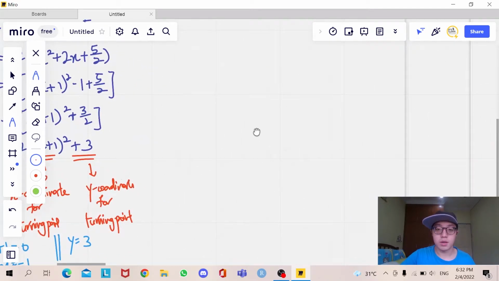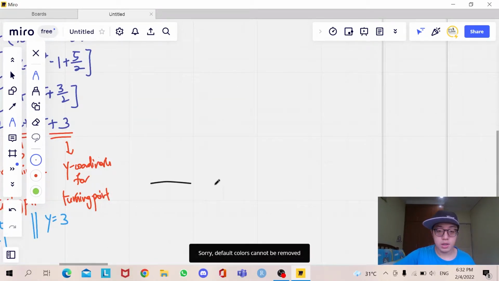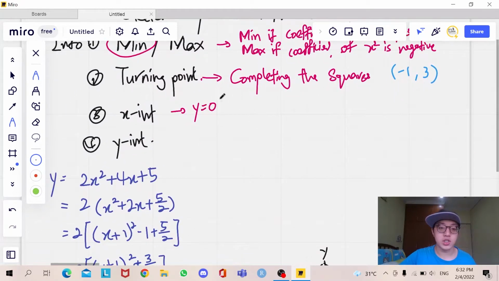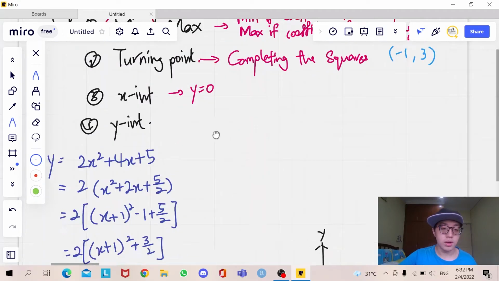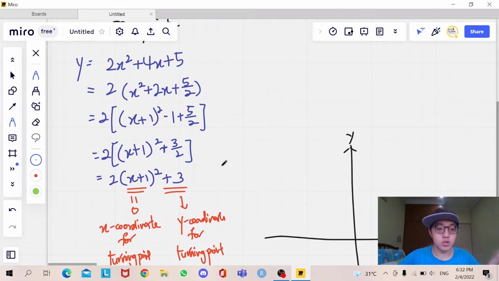All right, I think I'm going to draw a graph down here. Let's draw this x, and this is y. As you can see here, when the graph passes through the x-axis, y is always equals to 0. So you can find the x-intercept by just subbing y equals to 0 into this completed square here. You can just press your calculator here. You can find out that the x-intercept is not valid, which means there is no x-intercept.